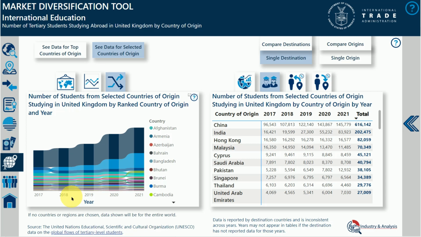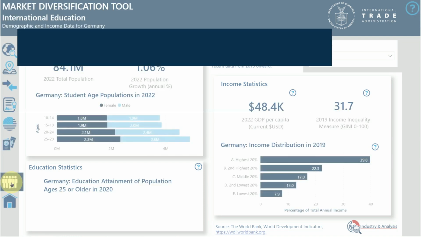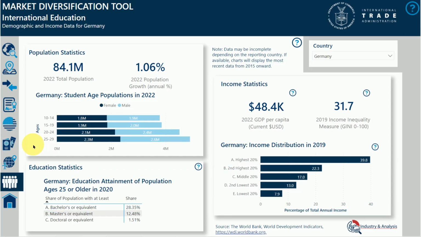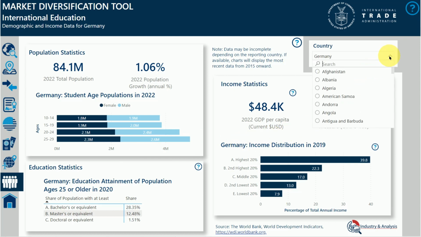The 8th button on the left takes you to the section on demographic and income data. This data comes from the World Bank's World Development Indicators. It helps provide context to the data found elsewhere in the tool to help determine the number of potential students in each market. It includes data on a market's population and the number of people in key age groups more likely to be students. It also has education data on the percentage of the market's population having an advanced degree.